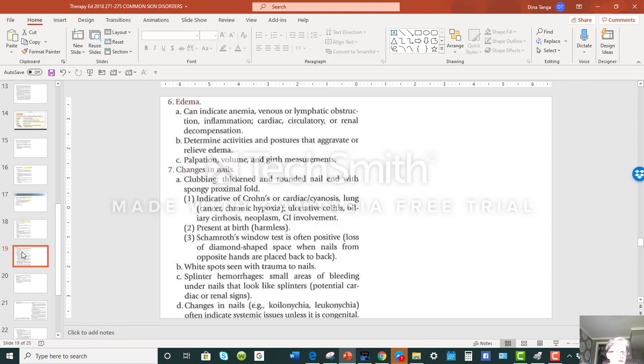Changes in nails: clubbing, thickened and rounded nail end with spongy proximal fold, indicative of Crohn's or cardiac cyanosis, lung cancer or chronic hypoxia, ulcerative colitis, biliary cirrhosis, neoplasm, and GI involvement. Present at birth is harmless.